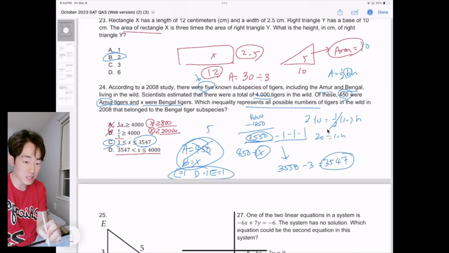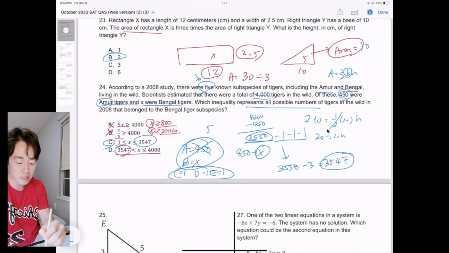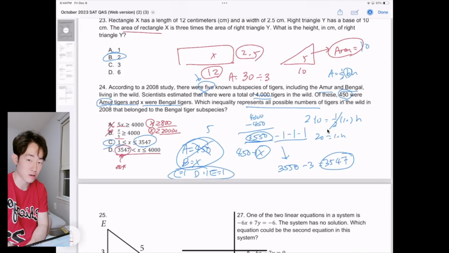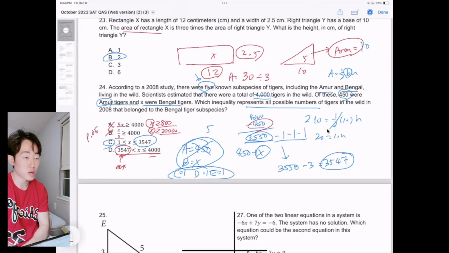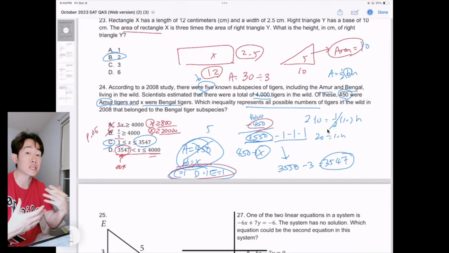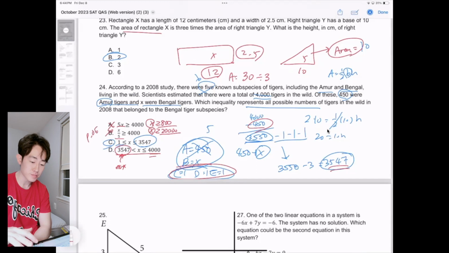This doesn't make any sense because 3,547 is supposed to be your maximum possible count. It can't be 4,000. Then what about the 450 Amur tigers that they specified in the first place? So use POE, process of elimination, or you can just use this as an example. I hope that explains where the 3,547 even came from in the first place.